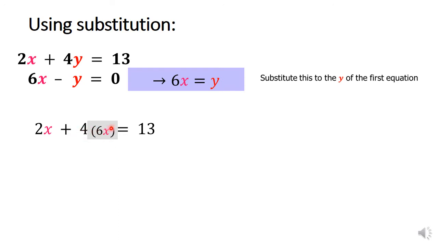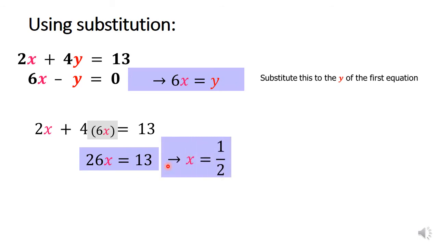So this part is 24x plus 2x, that gives us 26x. Since 26x equals 13, therefore x equals 13 over 26. Again, this coefficient becomes the divisor. We divide both sides by 26. So what's 13 over 26 in simplest form? It's x equals 1 half.